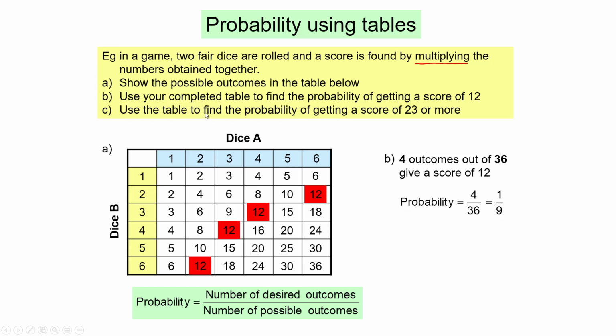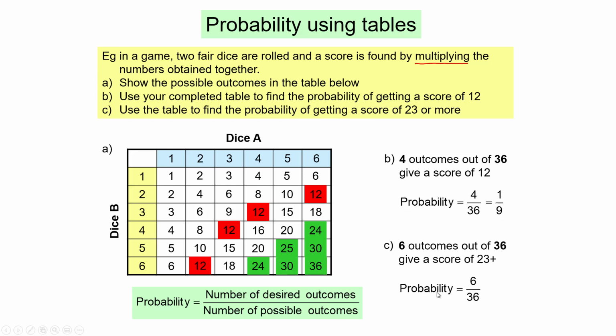And then part C, find the probability of getting a score of 23 or more. So 23 or more than 23. And these are possible outcomes there. And there are 6 of them. So it's 6 out of 36, or 1 out of 6. Okay, so hit pause, make any corrections you need to, and we'll look at another example.